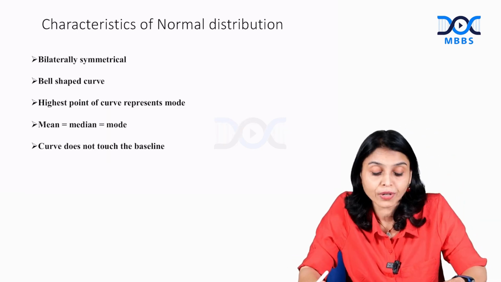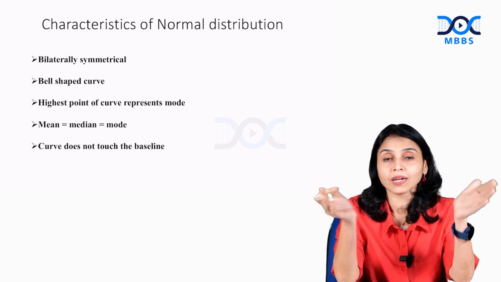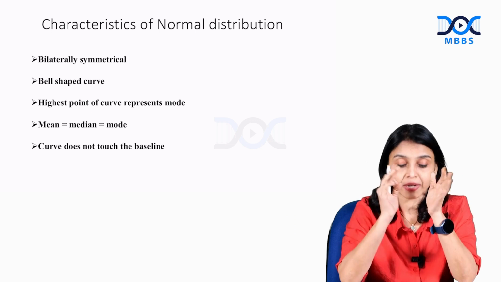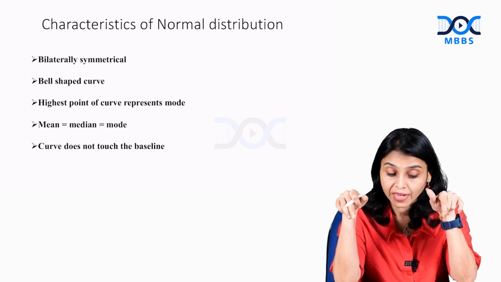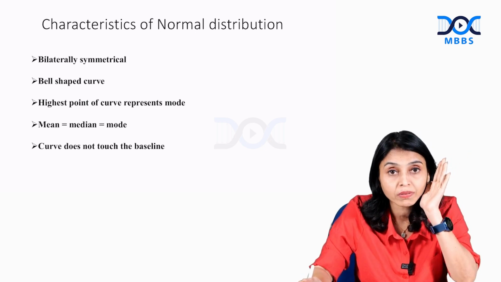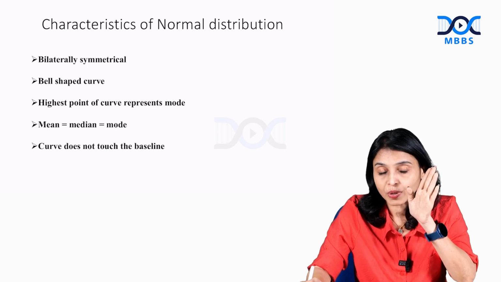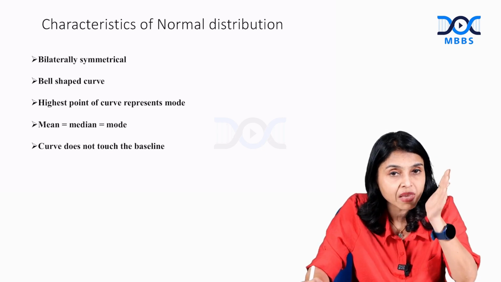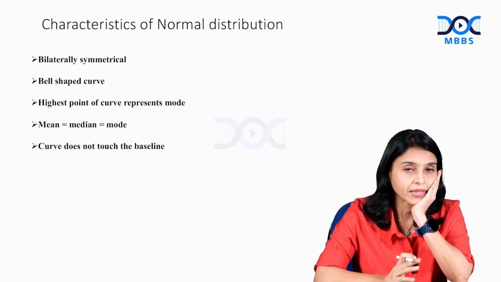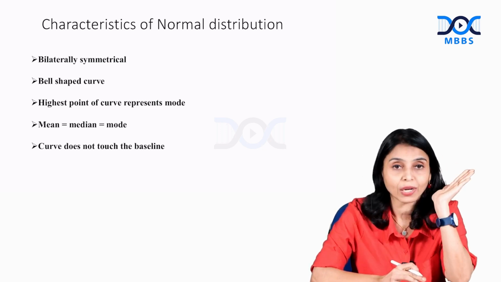Let's see what are the characteristics of a normal curve. It's bilaterally symmetrical. That means if you cut it at the center, one side will be the same as the other side, one will be the mirror image. Bell-shaped curve. Yes, you know that shape is bell-shaped. The highest point of the curve represents the mode. We have already seen mode means the highest one. In a normal curve, usually all the measures of central tendency, mean equal to median equal to mode, will be the same number. They usually fall at the center.